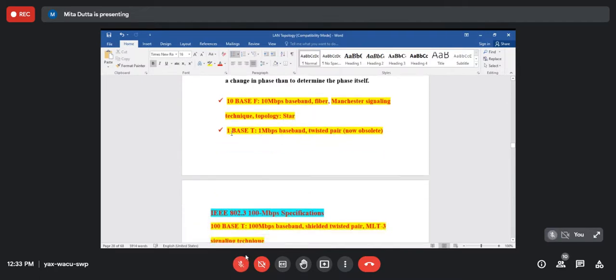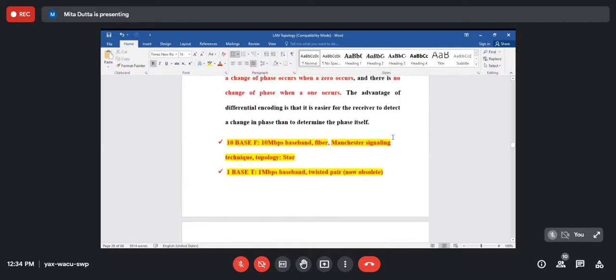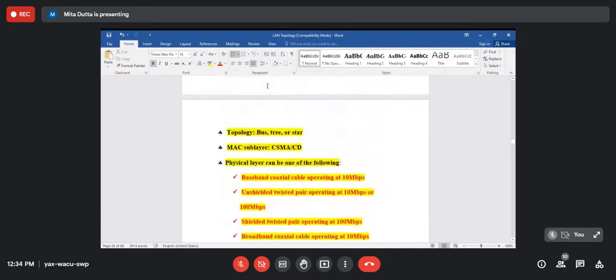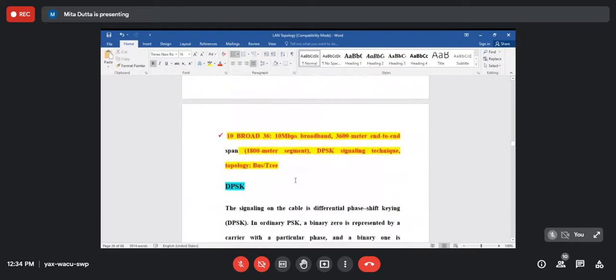Now, 1 base T stands for 1 megabit per second, baseband LAN, and T stands for twisted pair. And this is obsolete. We are not using this because we already have specifications of higher data rate, and the data rate here is low, which is 1 Mbps only. So this is obsolete nowadays. So if we want to incorporate LAN according to the 802.3 standard, then we have 6 specifications.